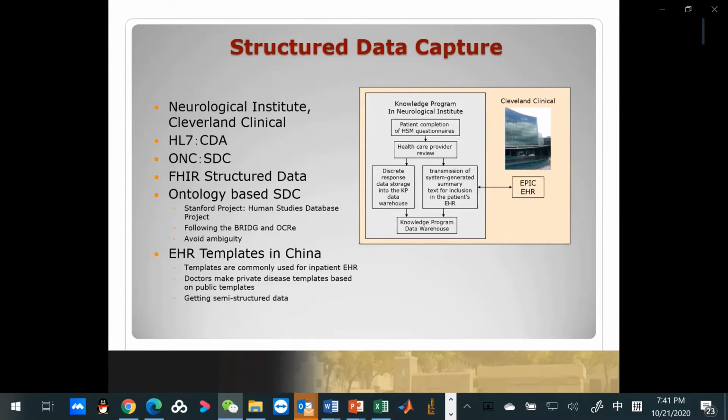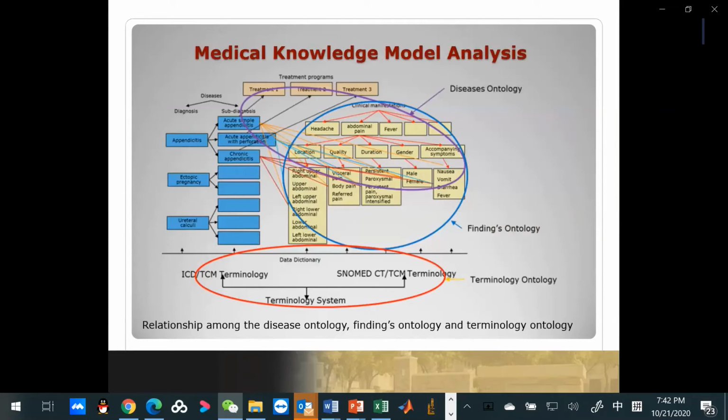Everyone knows that this structured data has ambiguity and its free text is difficult for machines to understand. This is the reason that we are going to develop the ontology-based clinical knowledge graph to help doctors input structured data in the EHR and get high-quality structured data to support machine learning and big data study.